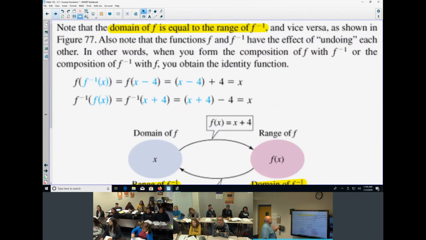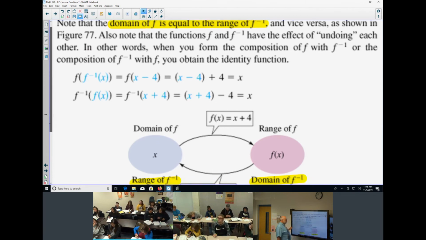So for a function f and its inverse, the domain of f is equal to the range of f inverse. And the range of f would be equal to the what? So what's the range of f? It would be the domain of f inverse. Okay?